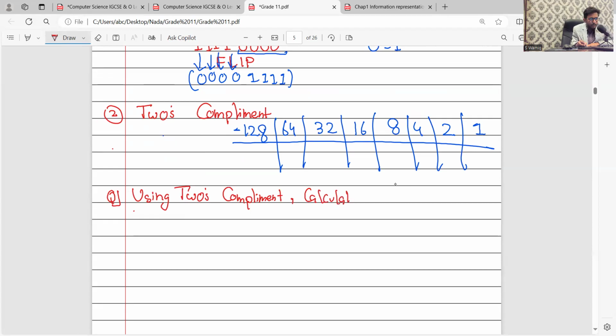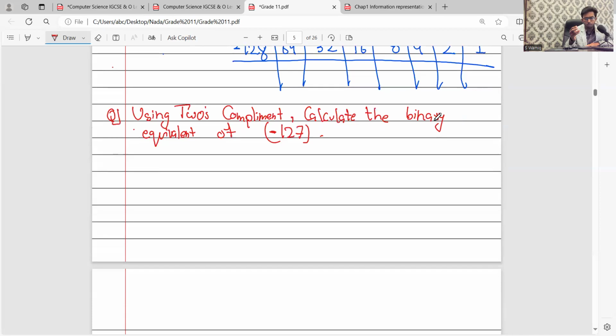calculate the binary equivalent of minus 127. So that means that you have the integer value minus 127 and you need to calculate the binary equivalent of that. So even if it was a positive, you can simply convert it into binary. But when it is a negative, what you are supposed to do is create this series: 1, 2, 4, 8, 16, 32, 64, minus 128.